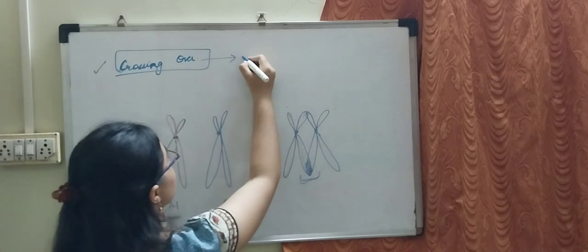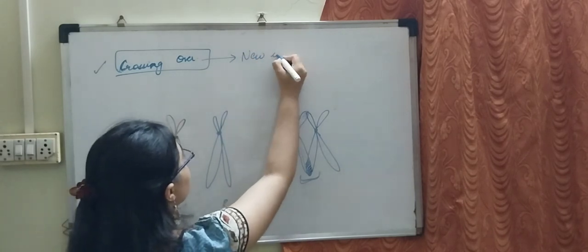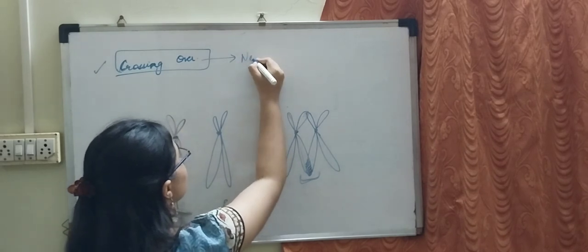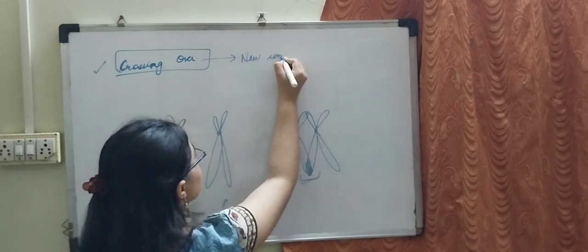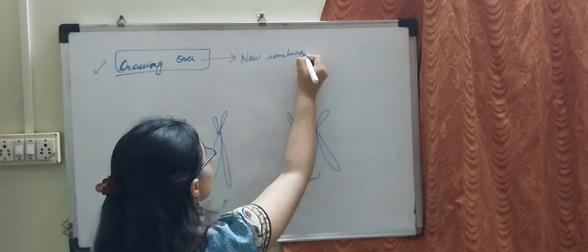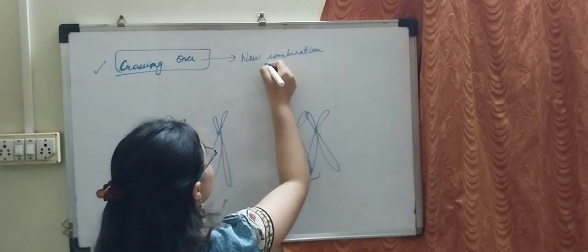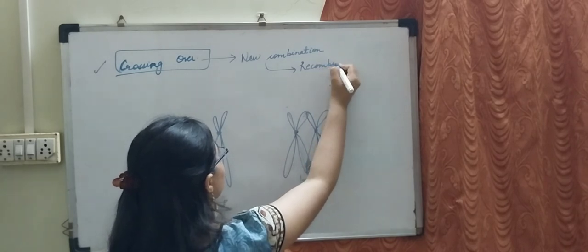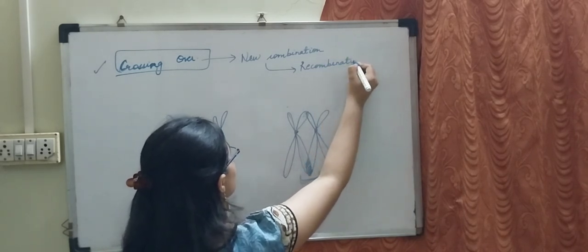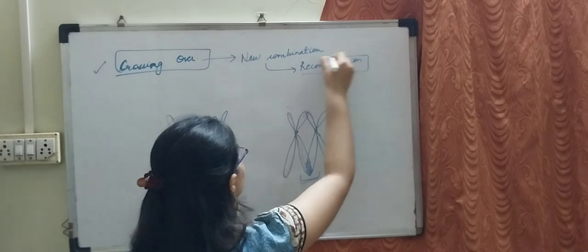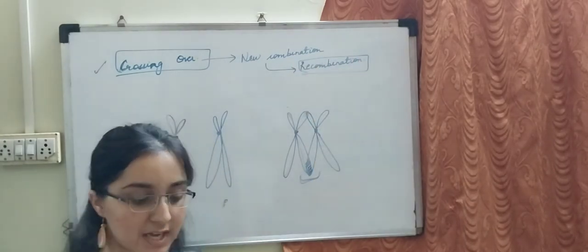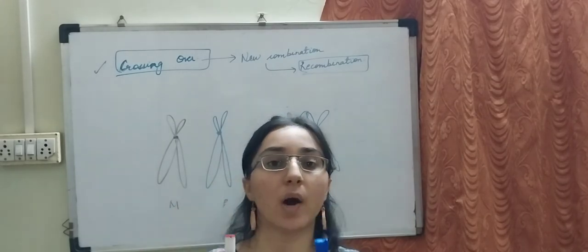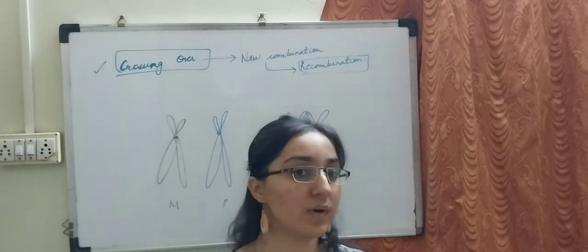Okay, so new combinations were made, which leads to formation of recombination, or you can say this is actually a recombination which I am showing you here like this. So these are recombinants, something new has formed.